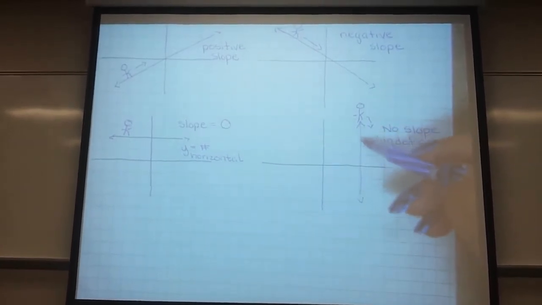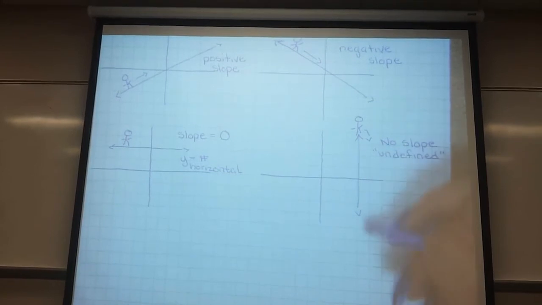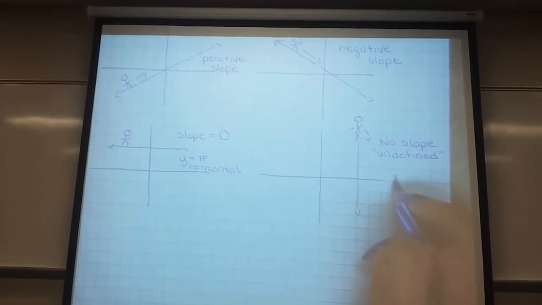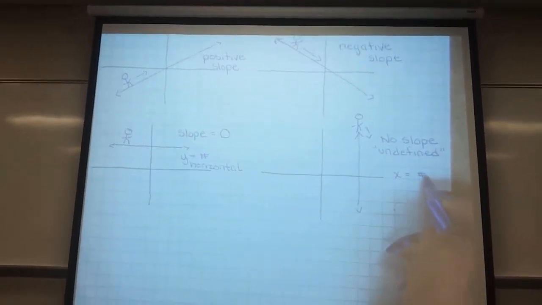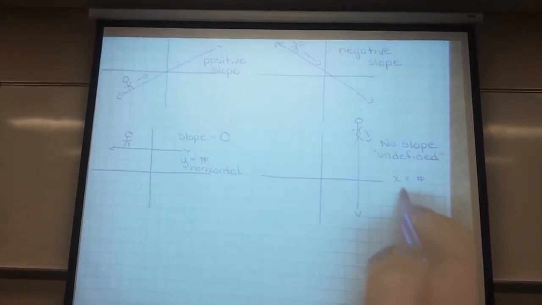And what axis is this vertical line going through? That's the x-axis. So it's always going to be x equals a number. If you see x equals some number, you know there is no slope. It's undefined.